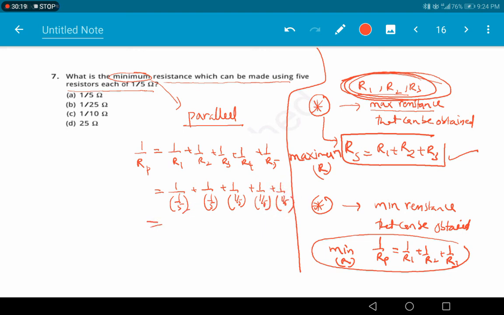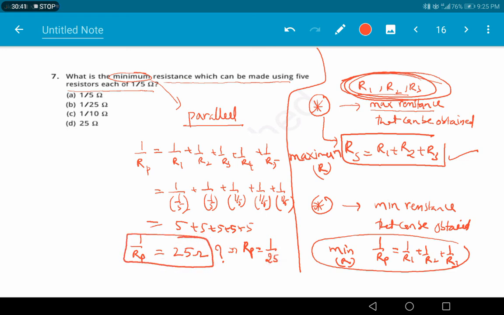So this will be in the numerator, 5 5 5 5. So what is your answer? 25 ohm. Is it correct? No, this is not your answer. What is the answer? The reciprocal of this is your answer, because this is the value of 1 by Rp, not Rp. So Rp value is the reciprocal of this. So 1 by 25 ohm is the minimum resistance that can be obtained by using this 1 by 5 ohm of 5 resistors.